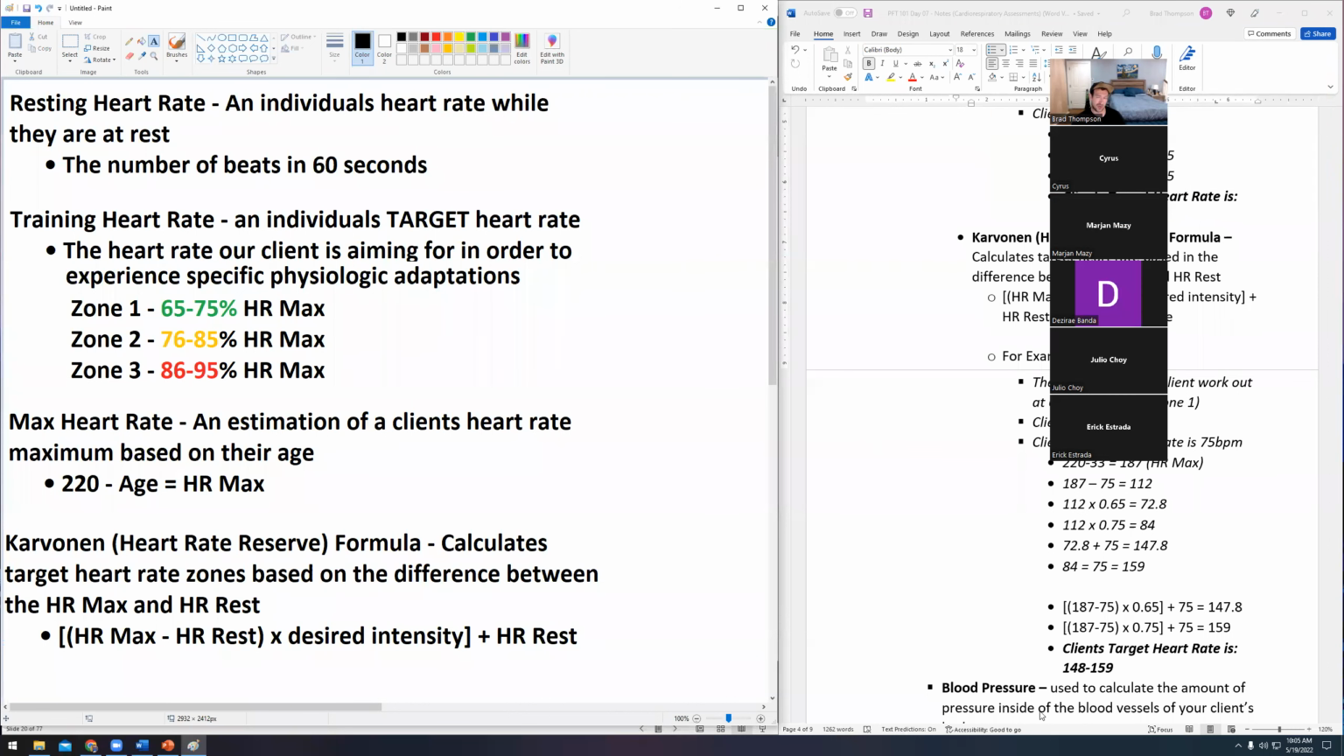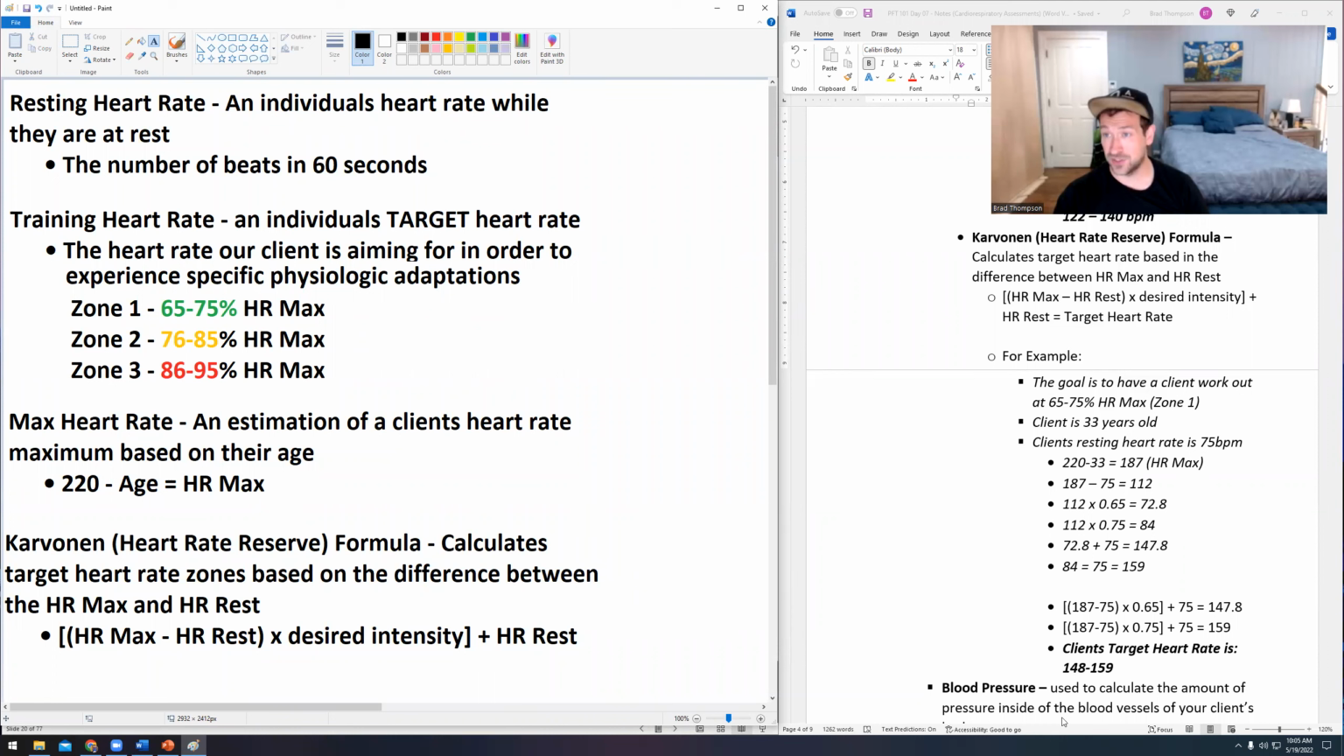Desiree, do you happen to know your resting heart rate? Just out of curiosity. I don't. No problem. So let's just go ahead and use two different examples.